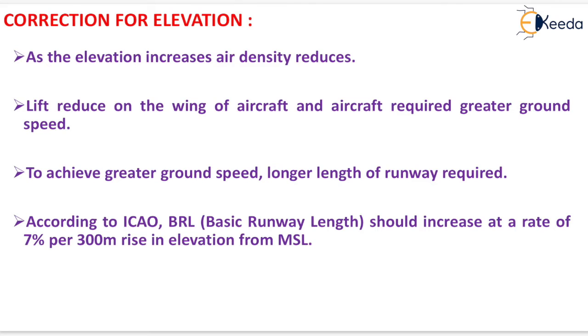Now the first type of correction is correction for elevation. As the elevation increases, air density reduces. Lift reduces on the wing of the aircraft and the aircraft requires greater ground speed. To achieve greater ground speed, a longer length of runway is required. According to ICAO, BRL, that is basic runway length, should increase at a rate of 7% per 300 meter rise in elevation from MSL.